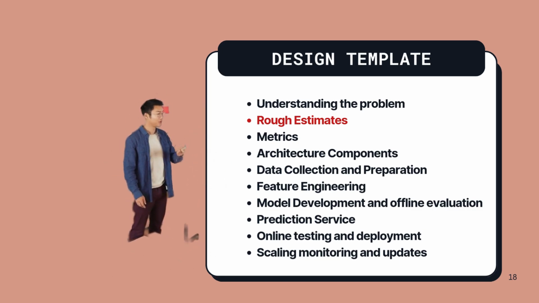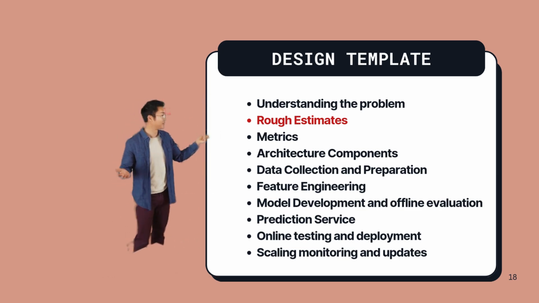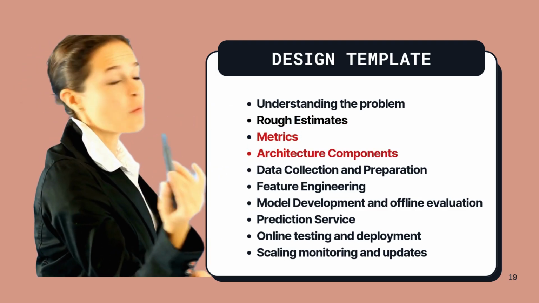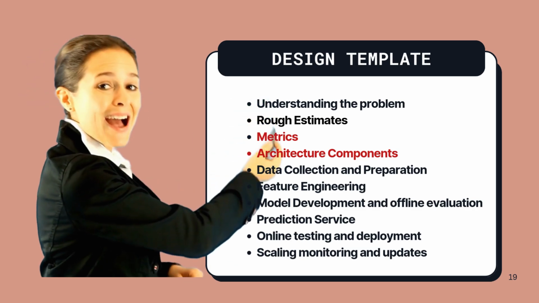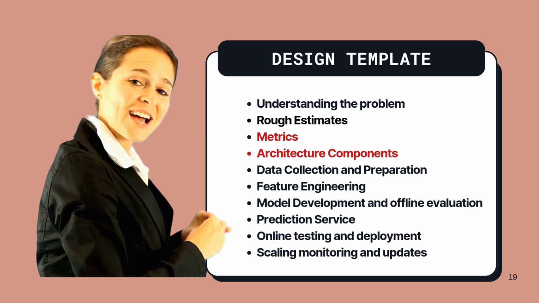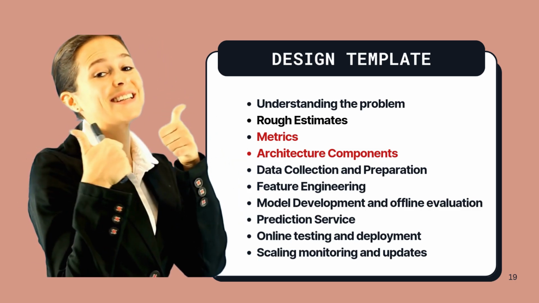Think users, queries per second, latency, all the numbers that influence your design. Then define the metrics. What does success look like in this case? From there, map out the architecture components. Could be data stores, model training, and serving infrastructure, all of it.